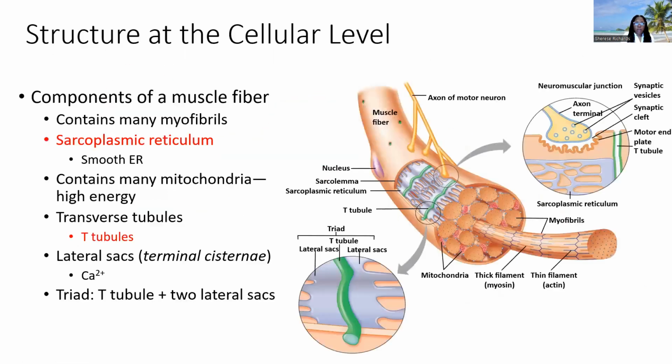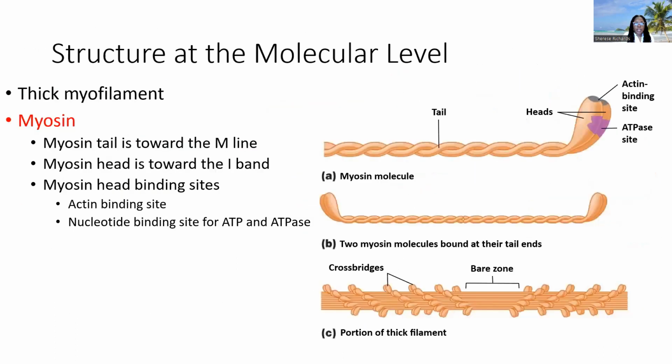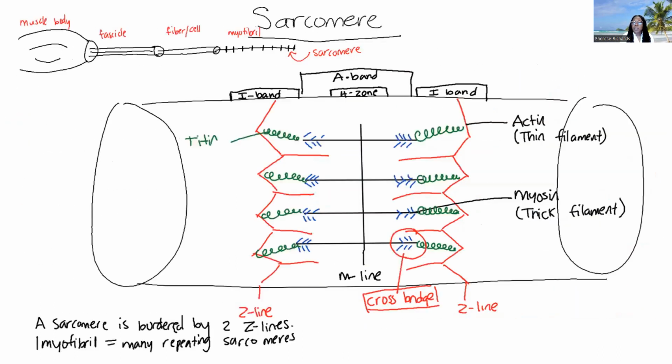Let's go right to the sarcomere. So let's look at the structure of the sarcomere. That's going to be probably the most important thing here. Know the hierarchy of the muscle organization. So the muscle body, the fascicle, right, which is surrounded by the epimysium, the fiber surrounded by the endomysium. So: muscle body, epimysium, fascicle, perimysium, fiber, endomysium. So know the different connective tissue layers that are surrounding the different structures of muscle.